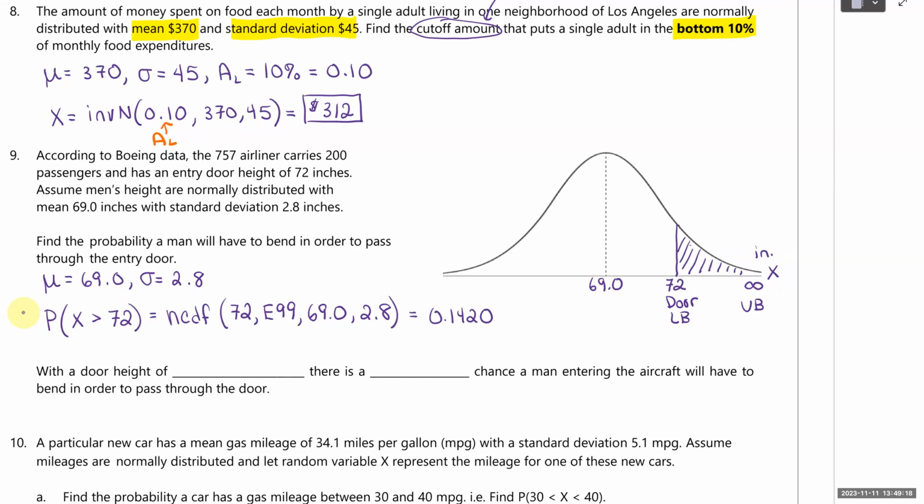And I'll write that in percent here as we complete the sentence. So I can now tell you that with a door height of 72 inches, there is a 14.20% chance a man entering the aircraft will have to bend to pass through that door.